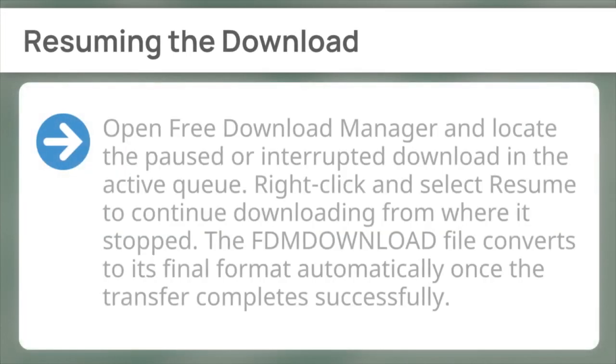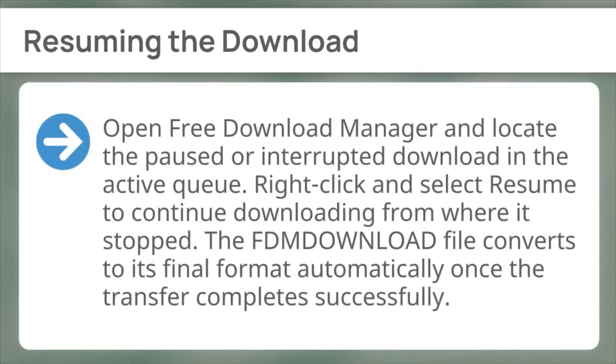First, resuming the download. Open Free Download Manager and locate the paused or interrupted download in the active queue. Right-click and select Resume to continue downloading from where it stopped. The FDM download file converts to its final format automatically once the transfer completes successfully.